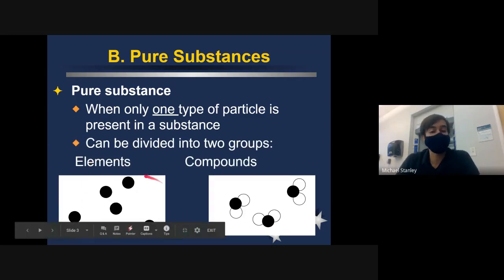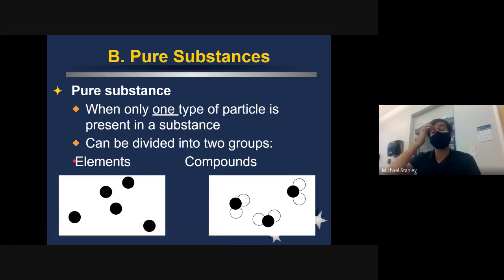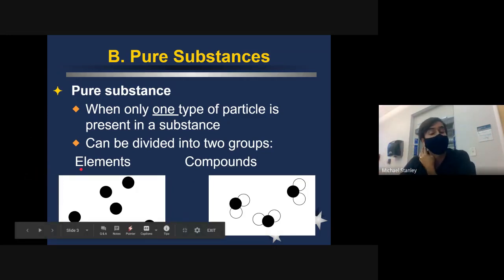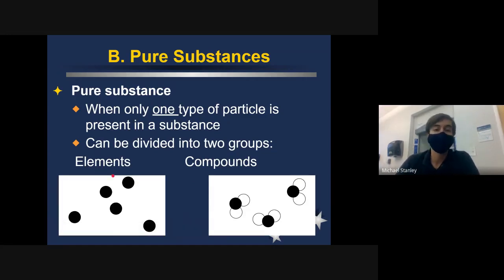We have elements, which is sort of a similar way to say atoms. So if you remember from last week, we were talking about the periodic table. So that big table with all of those little boxes all in it. The full name of that table is the periodic table of elements. And that's because atoms are sometimes also referred to as elements.